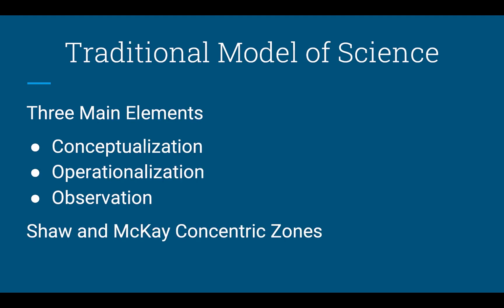Okay, so moving on to the traditional model of science, you've got three main elements. I talked about this a little bit in chapter 1. You've got conceptualization, which is when scientists use theory to develop research questions that can be examined through observation of some kind, or the data collection you do.